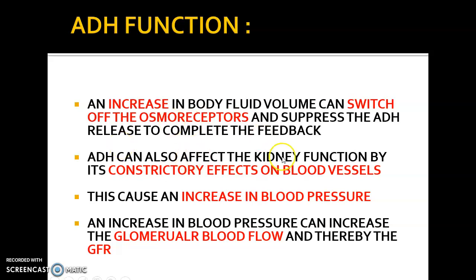ADH can also affect the kidney function by its constrictory effect on blood vessels. This causes an increase in blood pressure. So ADH will help in increasing the blood pressure. And how does it achieve that? It does this by constricting the blood vessels. As you know, when the blood vessel constricts, there is an increase in blood pressure, and that increase in blood pressure in turn results in an increase in the glomerular blood flow, and thereby an increase in the glomerular filtration rate. And we have already understood how important the glomerular filtration rate is for the normal functioning of the kidney.